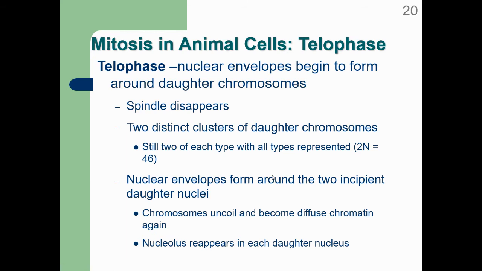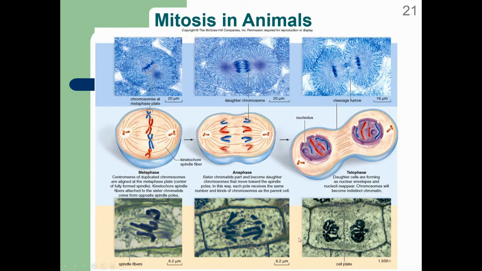46 chromosomes on one side, 46 on the other. And a nuclear envelope begins to reform around those clusters, giving me the start of my 2 daughter nuclei. The chromosomes start to uncondense, uncoil, and become chromatin again, and the nucleolus starts to reappear. So we're going to start getting those components for my ribosomes back together, because we need those ribosomes to build the proteins so the cells can function.